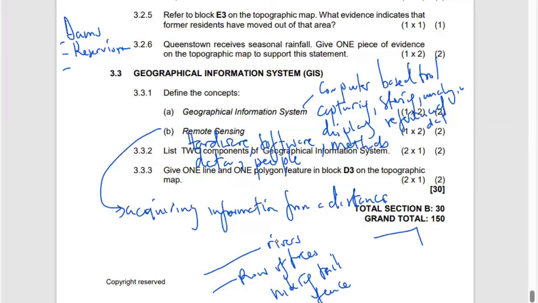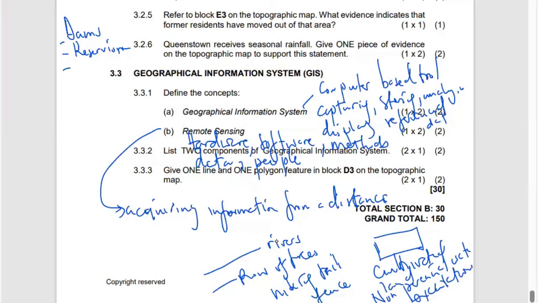And then polygon features, these are area features. Examples include cultivated land, or some non-perennial water. You can have excavations. You can also have features like the dam, if they are there. So anything that has got an area, an area feature, is a polygon feature.